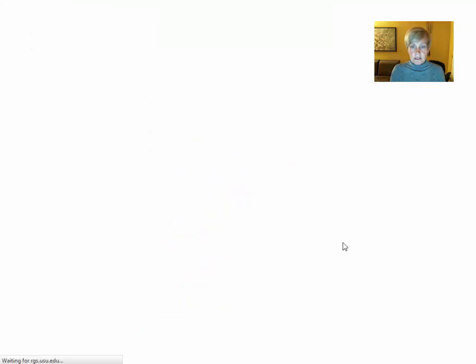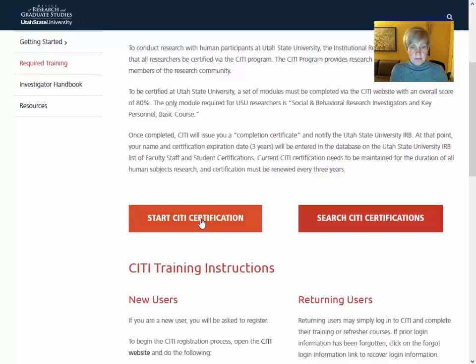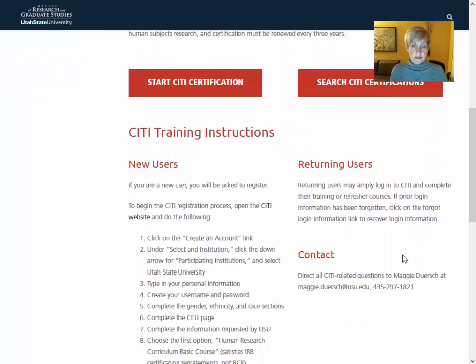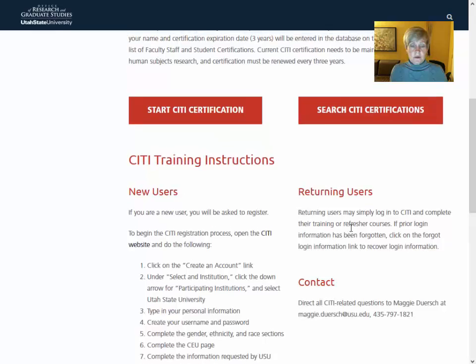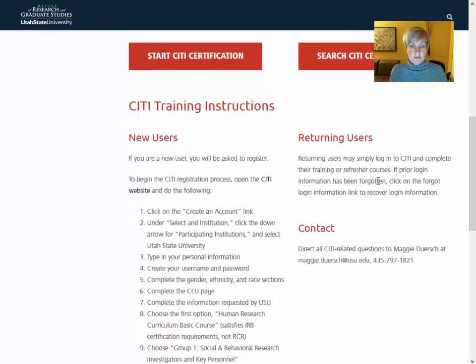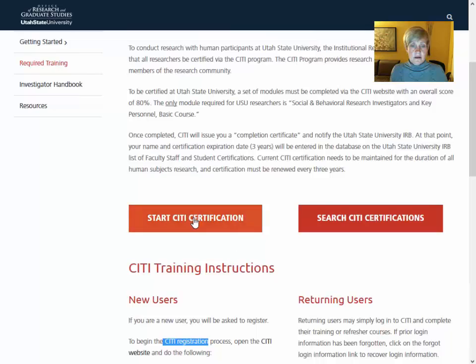In fact, let's see if I can get in here and take a quick look. But Start the CITI certification is here, and then search for CITI certifications. That's in case some of you have gone through this process already. I know this is required in 2 courses here at USU, and if you've already done it, then you would just give me the number for completion. But it gives you the instructions for doing the CITI registration, create an account, and so on and so forth. The instructions are all there.